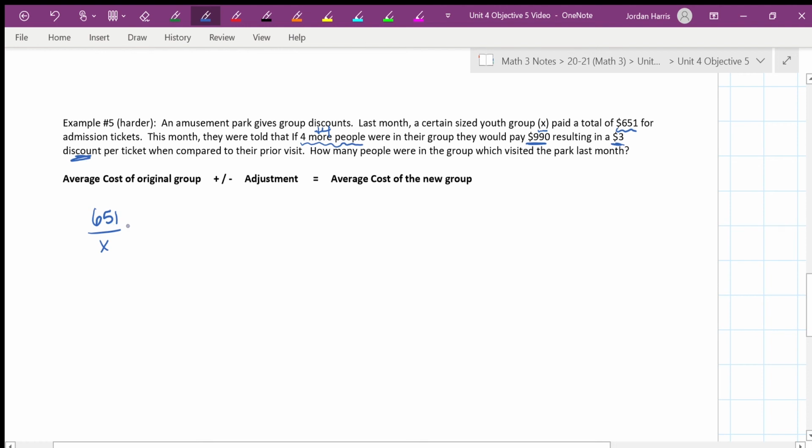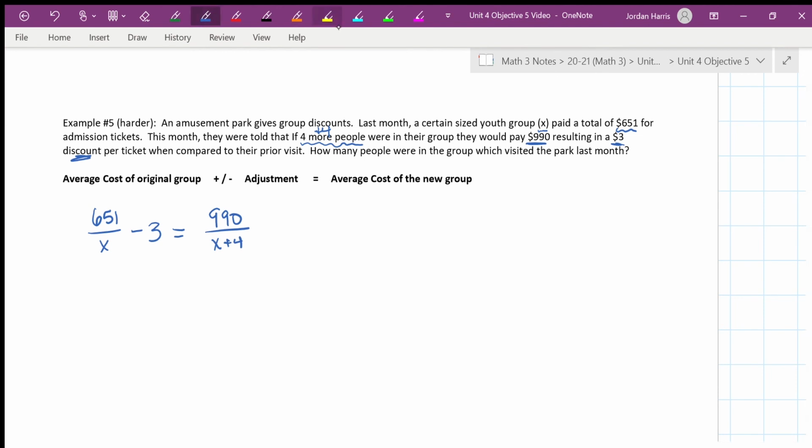$3 discount. That means it's going down by 3 again. Okay, don't assume it's always going down by 3. Pay attention. In these 2 example problems, it was going down. But if it's an increase, because someone leaves especially, then it goes up. Equals, they added 4 people. So you have 990 over x plus 4.